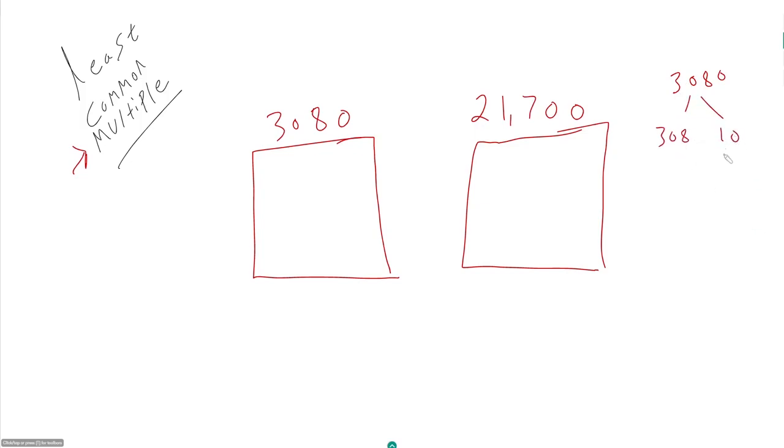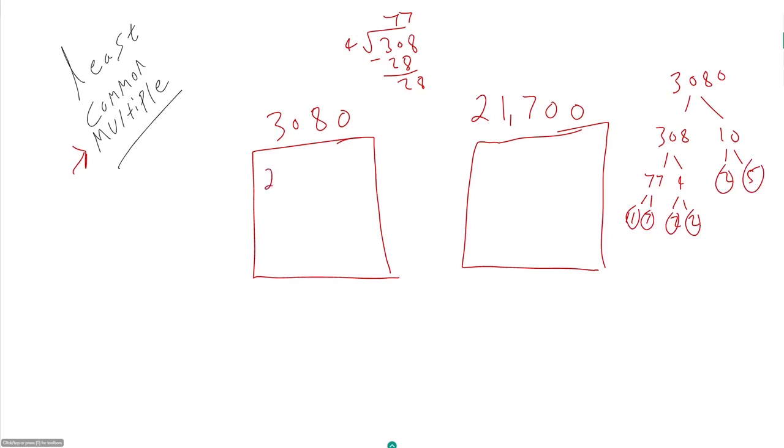3080, we broke it up into 308 times 10, 2 times 5 here. This should be divisible by 4 because 8 is divisible by 4. 4 goes into 28 7 times. 77 times 4. So we got 3 2s, a 5, 7, and 11.